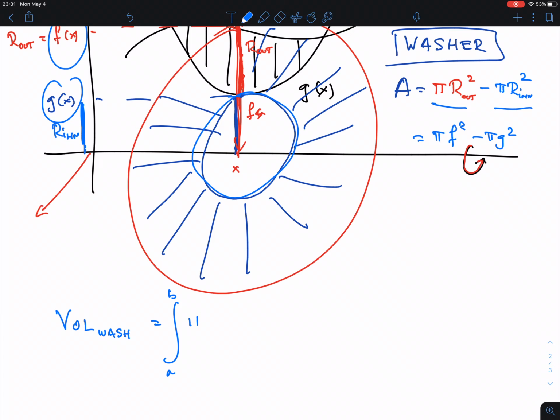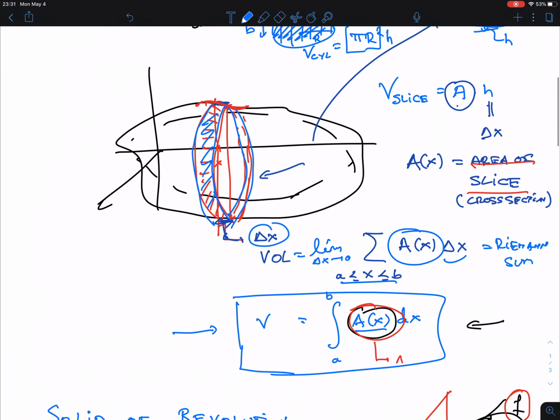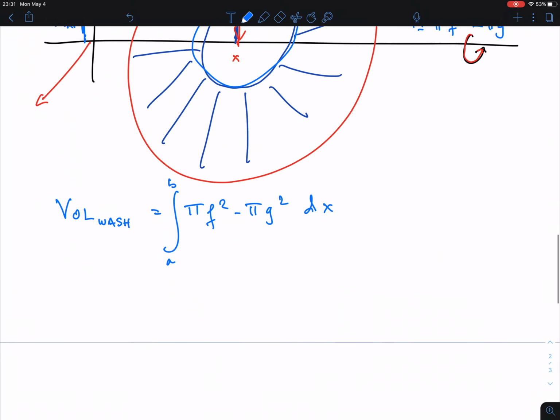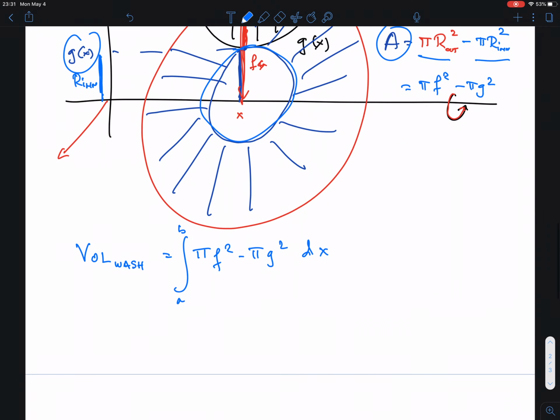Using the washer method, the formula from a to b is pi f squared minus pi g squared. That is the function A, and we just have to integrate that. Remember, this is the so-called slicing method. Okay, that's it. Now we can make this slightly more compact by pulling the pi out. So this is pi times the integral of f squared minus g squared dx.